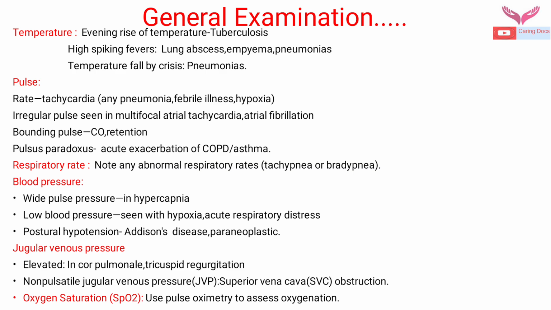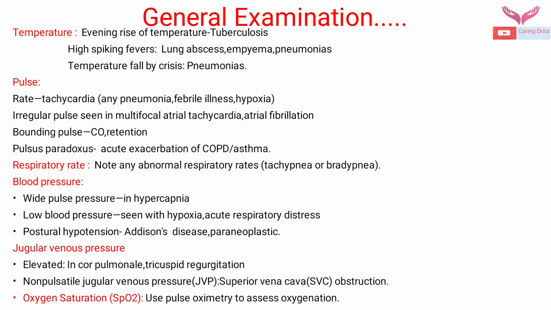Look for his pulse, whether the rate is increased, tachycardia. Tachycardia is seen in pneumonia, febrile illnesses, hypoxia. Irregular pulse is seen in multifocal atrial tachycardia, atrial fibrillation. Bounding pulse is seen in carbon dioxide retention. Pulsus paradoxus is seen in acute exacerbation of COPD and asthma. Check for respiratory rate, whether the patient is tachypneic or bradypneic. I will discuss respiratory rate in the next few slides.